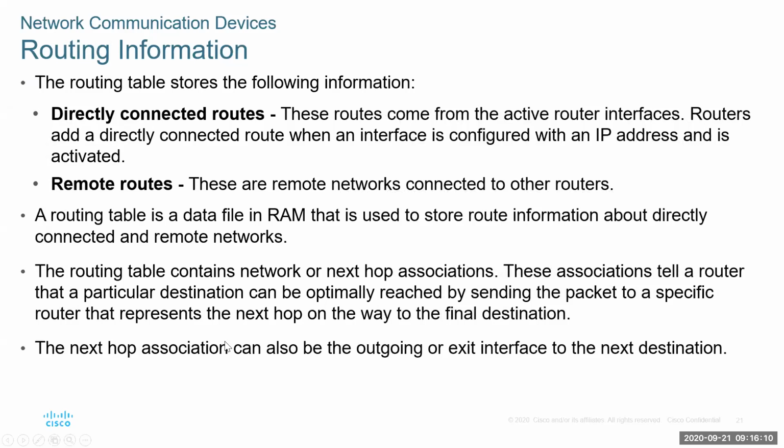So directly connected routes are all going to be from active interfaces on the router itself. I think we've iterated that enough. And then remote routes are going to be connected out to other routers. All of this goes into the routing table, which is basically a file inside of RAM on the router, and that's used to store all this route information that's consistently changing.